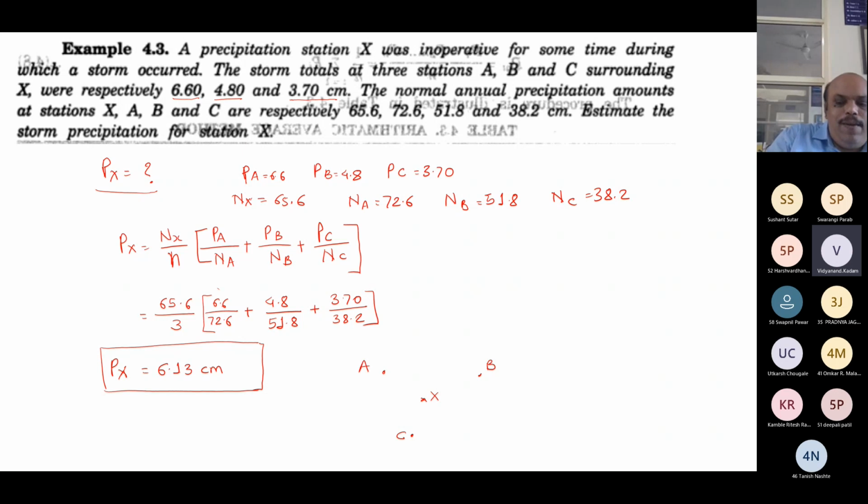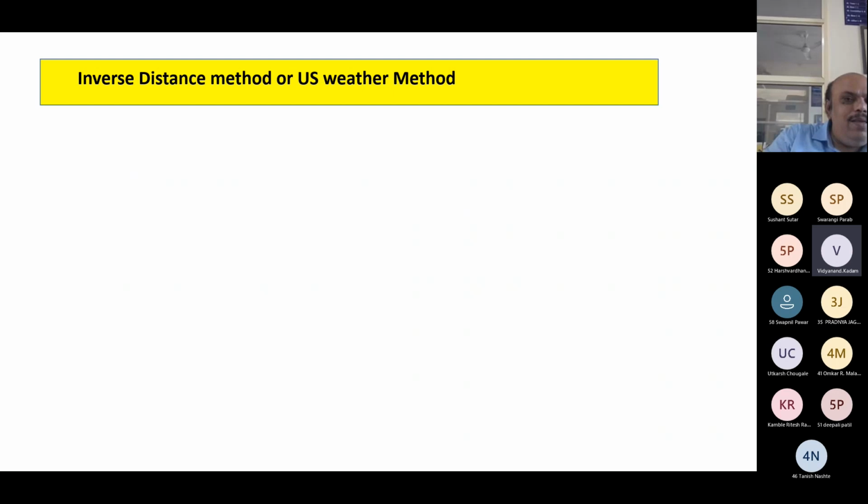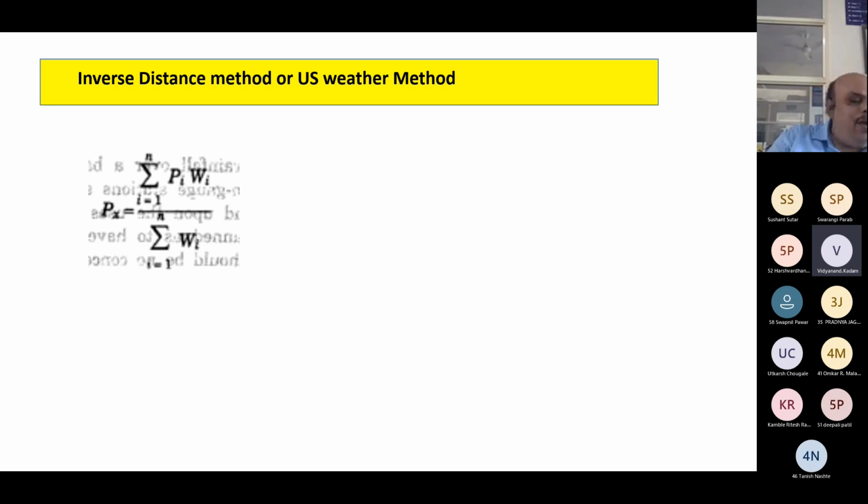Okay, so after the normal ratio method, next method is inverse distance method. Okay, it is also known as US weather method. Inverse distance or US weather method. So this method is more accurate as compared to previous 2 methods. And see, this is the formula to find out the precipitation at missing station in this method.